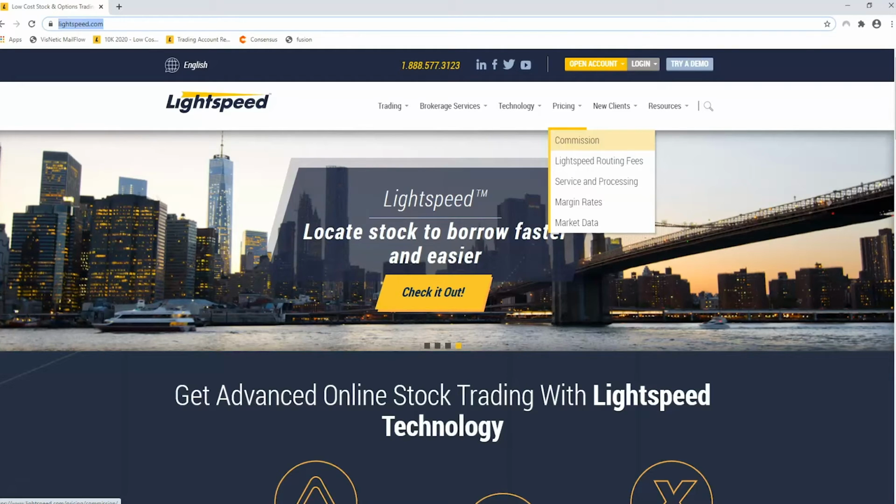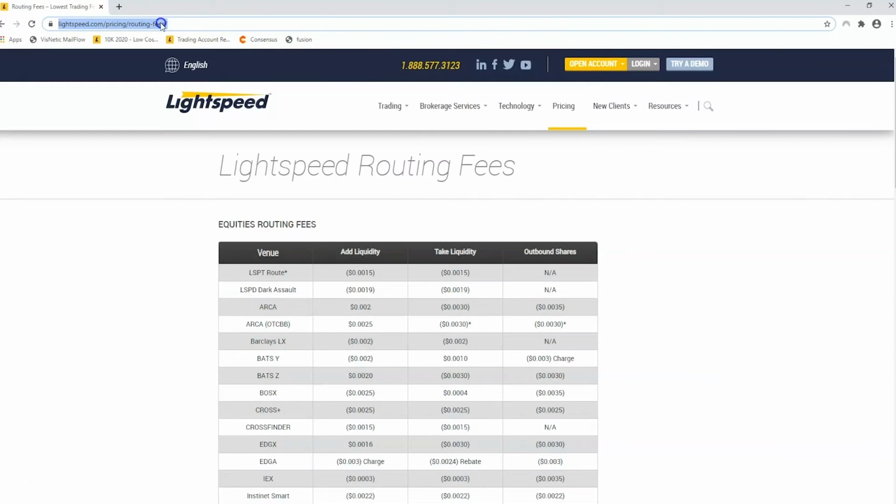The direct link to this page is lightspeed.com/pricing/routing-fees. Alternatively, you can find this page by mousing over the pricing dropdown at the top of our website. Left-click on the Lightspeed routing fees option to see what routes we offer and the costs of using them.